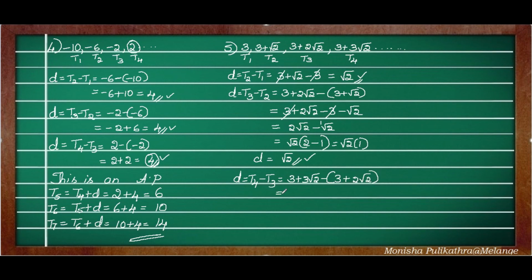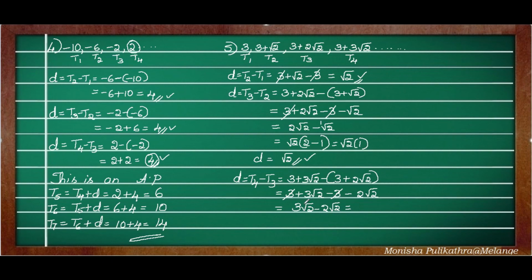Right. Next you need to take out the numbers from the bracket by multiplying with the minus sign. So 3 plus 3 root 2, minus into plus, minus 3, minus into plus, minus 2 root 2. Here again plus 3 and minus 3 cancel each other. The remaining will be 3 root 2 minus 2 root 2.